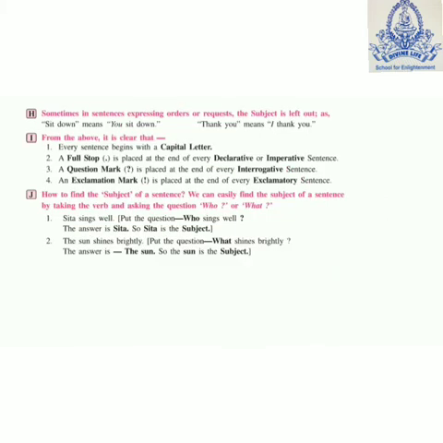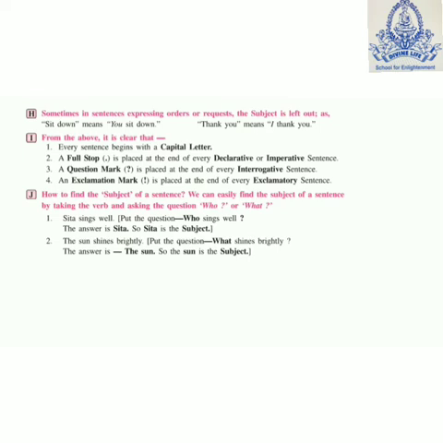Now, sometimes in a sentence expressing orders or requests, the subject is left out. For example, sit down. In this, we cannot see where the subject is, right? So sit down, but it means you sit down. You is the subject and sit down is the predicate. So in a request or an order, the subject is left out. The other example is thank you, which means I thank you, right?